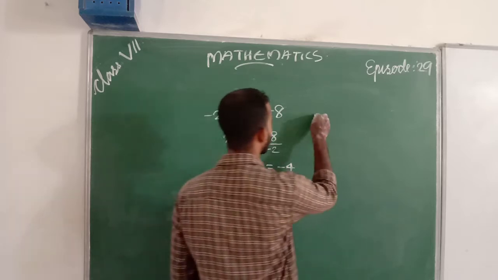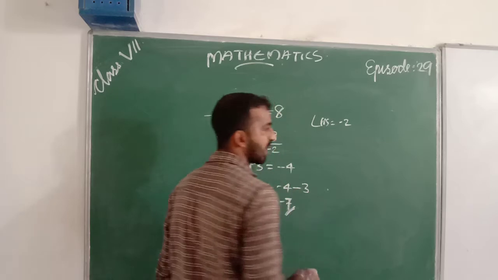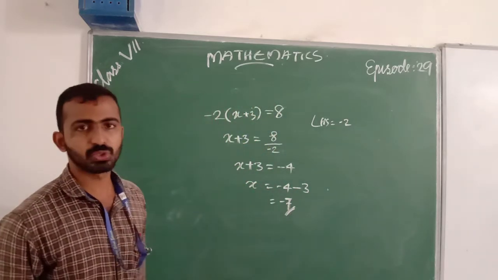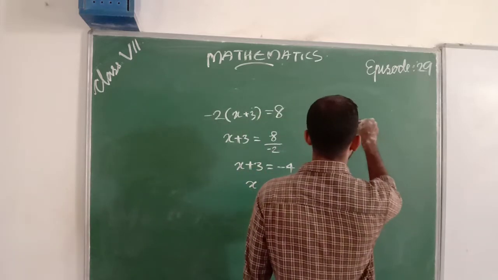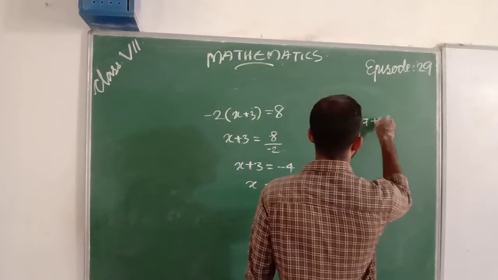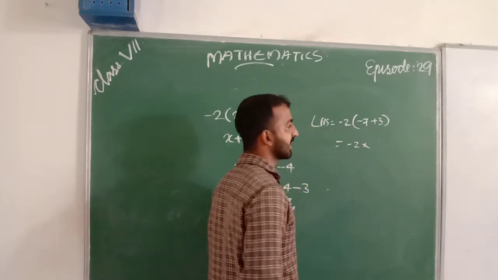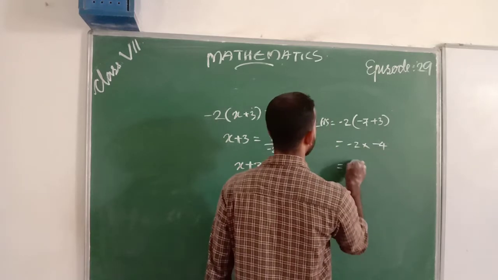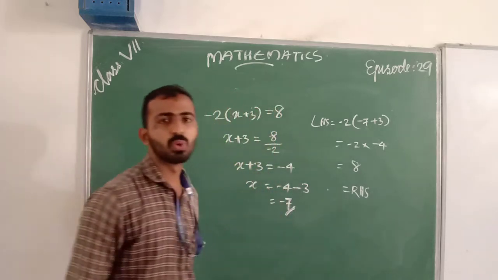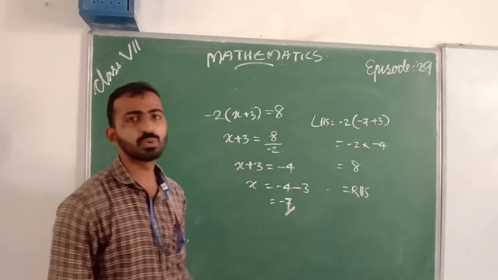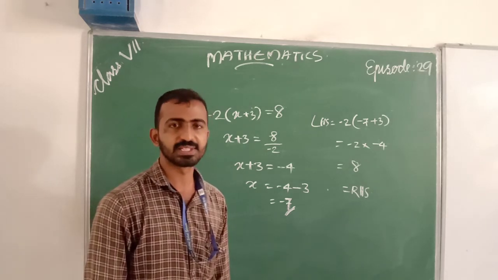We can check. LHS equal to negative 2 into the value of x, which is the required solution, negative 7. That is negative 2 into negative 7 plus 3. We get negative 4, and the answer is 8, which is equal to RHS.